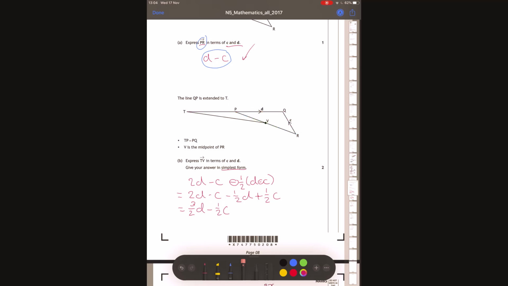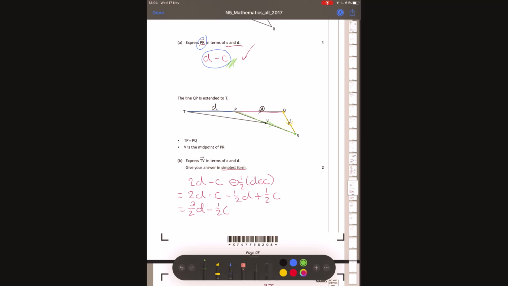Hope you understand why I did this. I'll go over it again, because it is quite a hard one. So we first identified that P to Q is equal to T to P, and this is D here. And then we're now standing at Q. We needed to do negative C to get to R. So now standing at R, we knew that this line here, this vector, can be expressed as D minus C from our first answer.